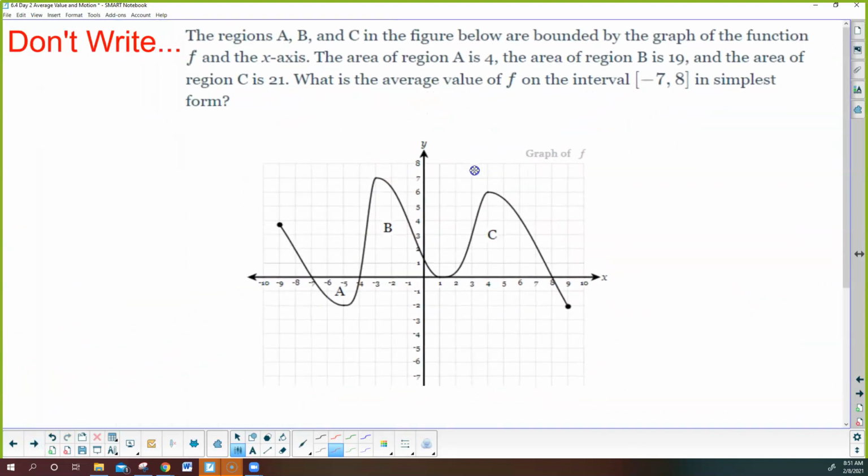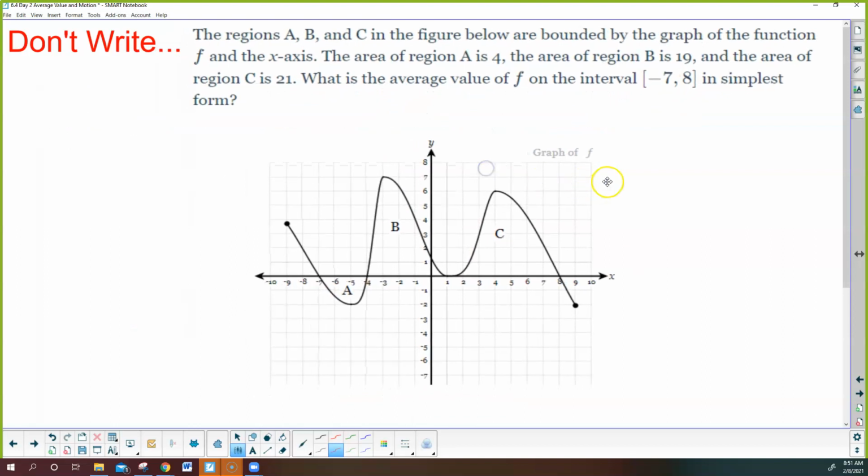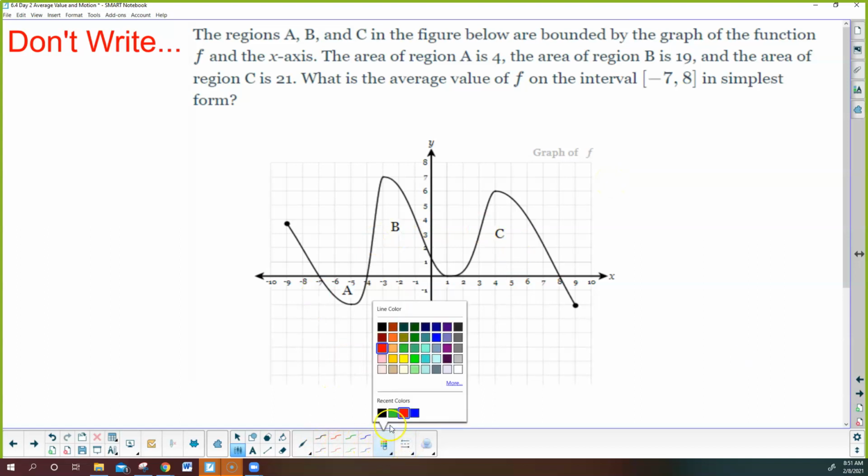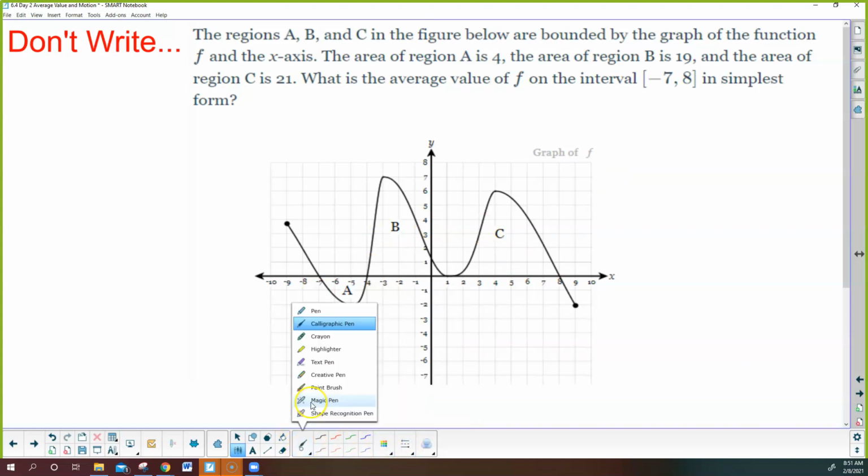I want to show you a couple of problems that you're going to be doing tonight. And I don't want to spend the time going over all these in terms of having you guys write it down. So let's just look at it quick. And like we talked about, reading the directions is very important. So the regions A, B, and C in the figure below are bounded in the graph of the function f and the x-axis. The area of region A is 4. The area of region B is 19.